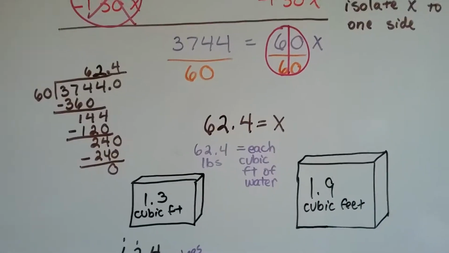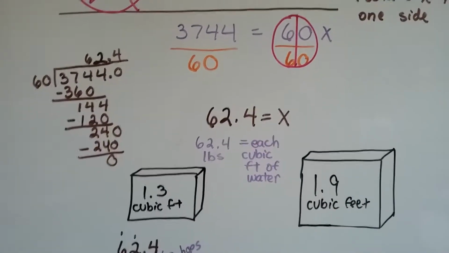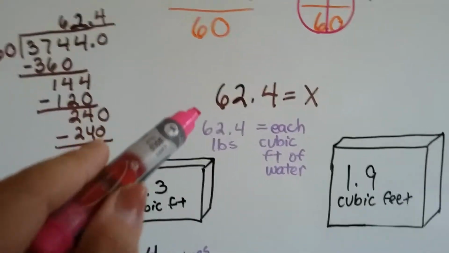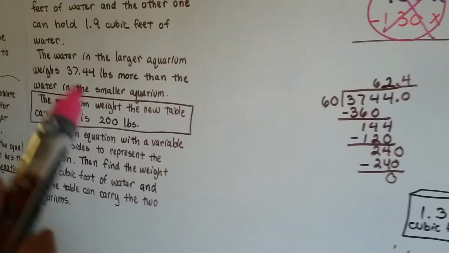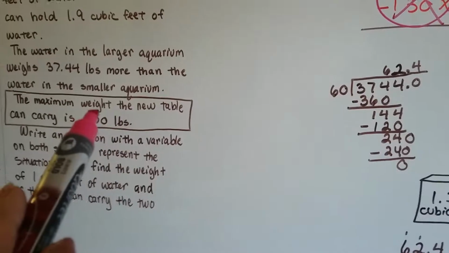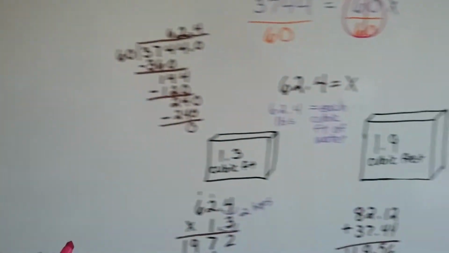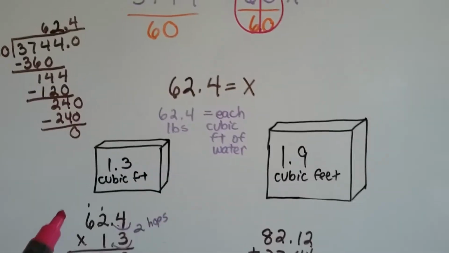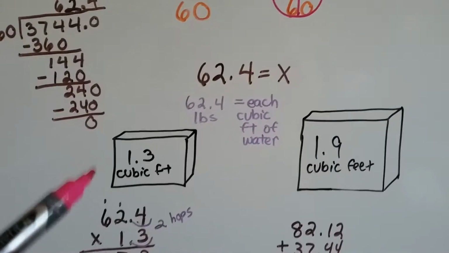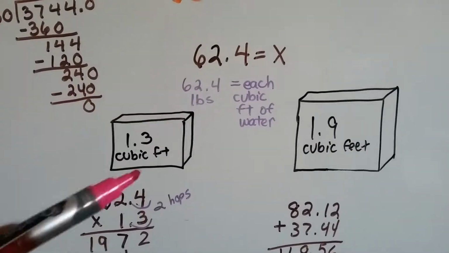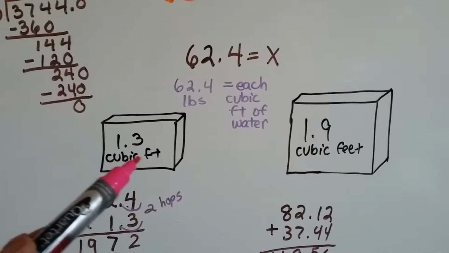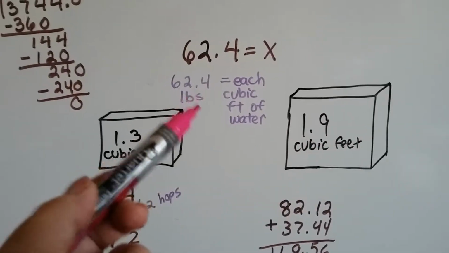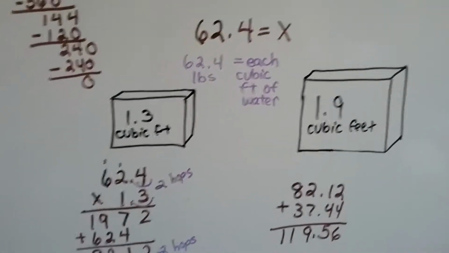That's how much each cubic foot of water weighs. 62.4 pounds. Now remember, the table can only carry 200 pounds, and it'll collapse. That'd be pretty scary to have 2 aquariums on there with a collapsing table. So she needs to figure out how much 1.3 cubic feet and 1.9 cubic feet is to this 62.4.